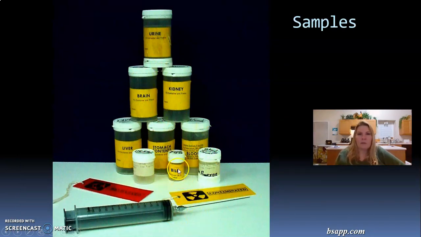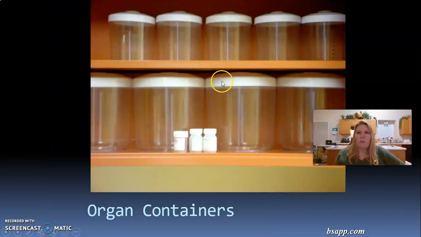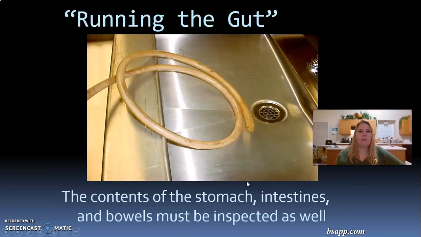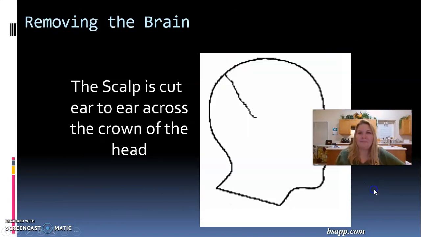Bile comes out of the liver. It's a fluid that comes from the liver. They come in all sorts of sizes, depending on what you might need to put in there. Running the gut, you can use your imagination here. Basically, the hose goes in one end and comes out the other, right? So it sort of takes all of the contents out, all right?